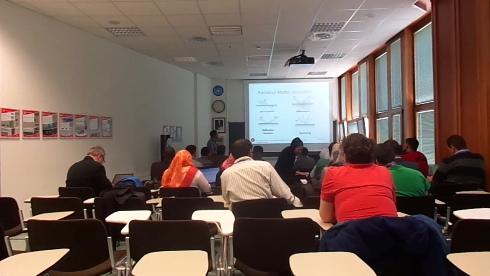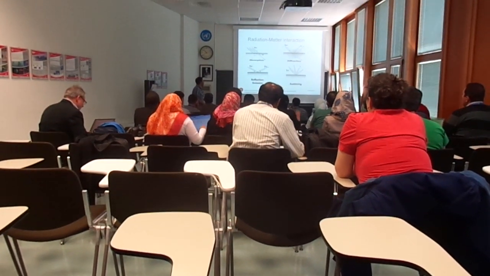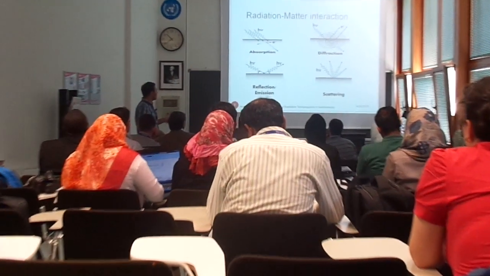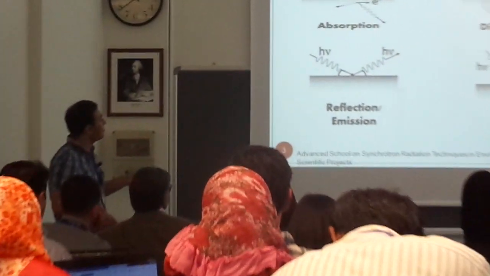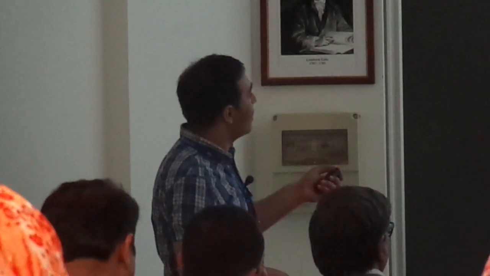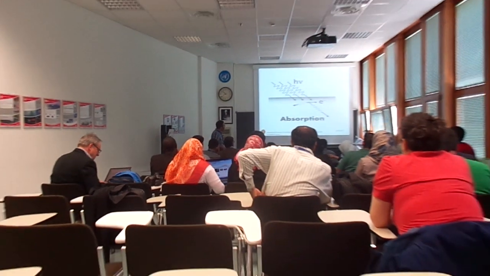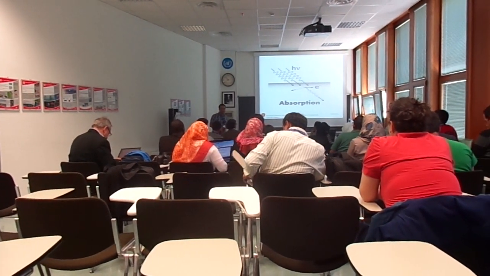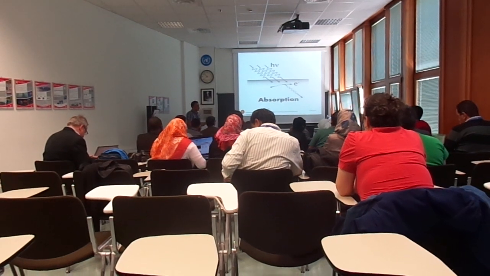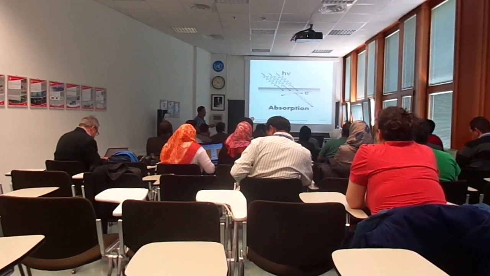So this radiation, which varies in energy, can produce different phenomena when it interacts with matter. For example, it can be absorbed, diffracted, reflected, and scattered, depending on the energy of the incident radiation and the nature of the matter with which it is interacting. I will talk about what happens when the radiation is in the form of X-rays and is absorbed by the material. Basically, two phenomena could happen: the incident X-ray can extract an electron from the core shell of the atoms, and depending on the energy, it can ionize the atom as well.